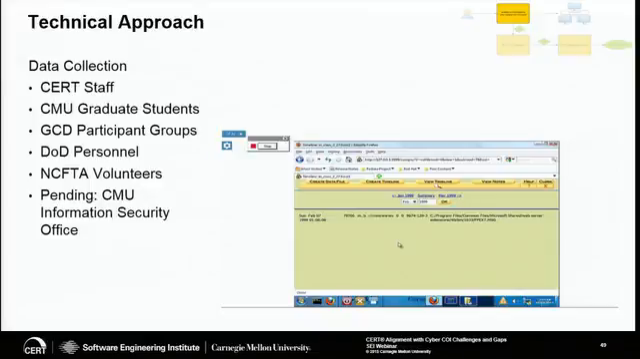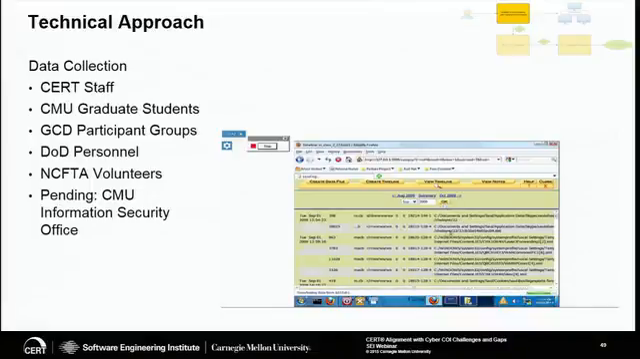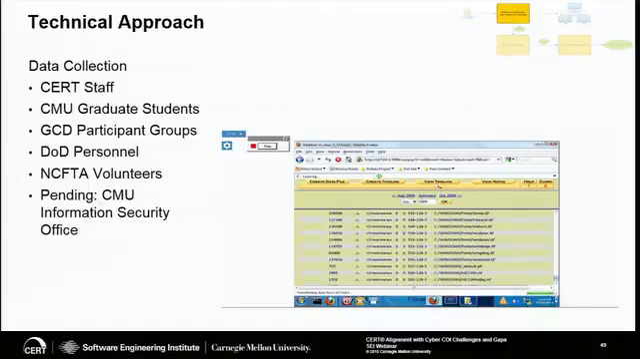Additionally, we had DoD personnel that we integrated into this. These are live personnel that are in these roles right now or coming into these roles now that we had do these captures, as well as volunteers from the National Cyber Forensic Training Alliance that were willing to come in and actually participate in our evaluations. We're also looking at integrating with CMU's Information Security Office as part of their continuing education plan.